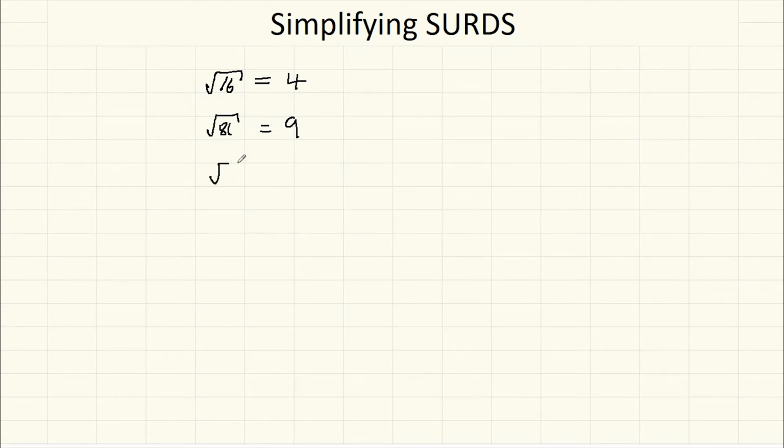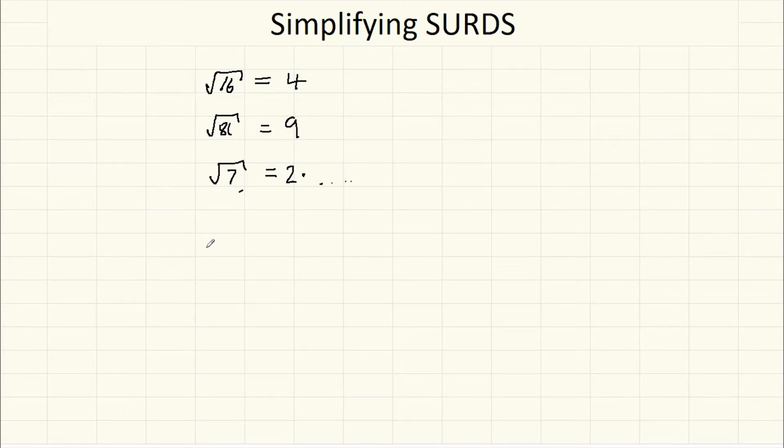If we say root 7, this is a surd. That is because it is not a perfect square. The answer is going to be 2 point something. So generally, if you had a square root of a number like 7, you would just leave it like that and you wouldn't actually work out the decimal.